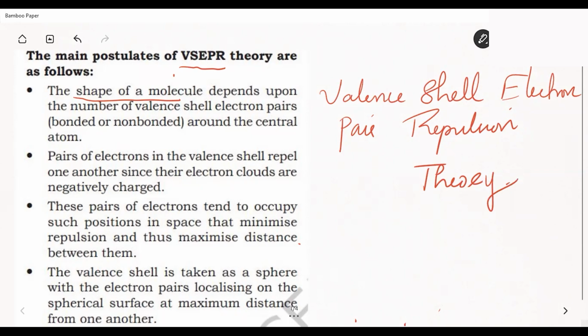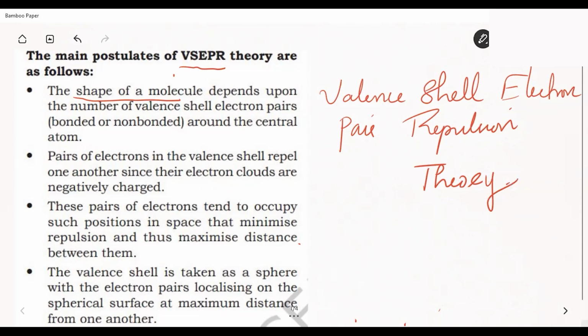Now, let us move on to the main postulates of the theory. First postulate: the shape of a molecule depends on the valence shell electron pairs, whether bonded or non-bonded, around the central atom. So pairs of electrons in the valence shell repel each other, because electron clouds are negatively charged.